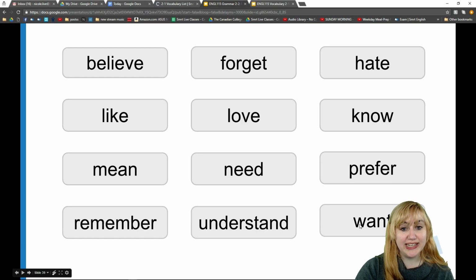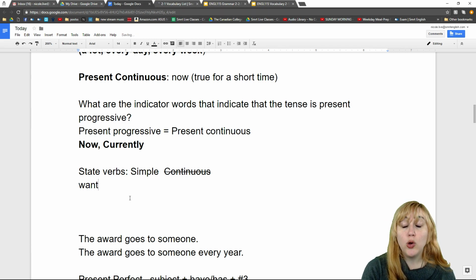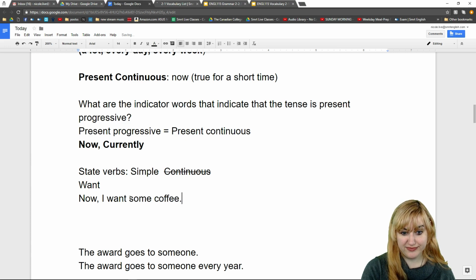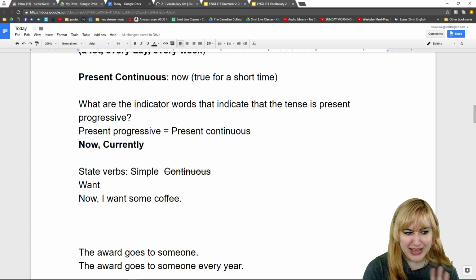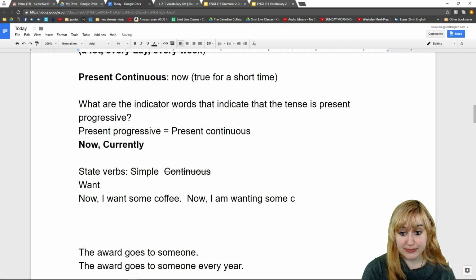Okay, let me give you an example. Here we go. So we have the word want. Want is a state verb. So let's imagine we're talking about right now. So now I want some coffee. In Spokane right now, it's very early in the morning. It's like maybe 8 o'clock right now. So now I want some coffee. I don't say now I am wanting some coffee.